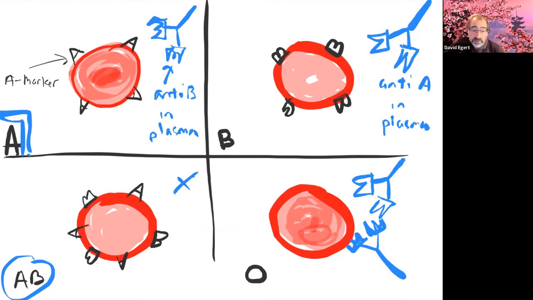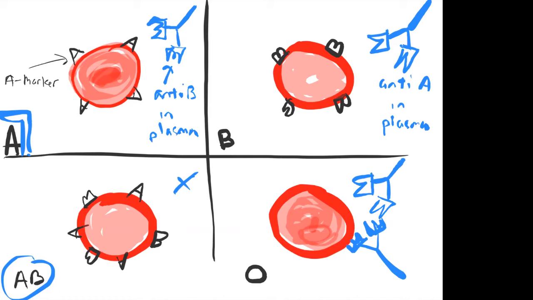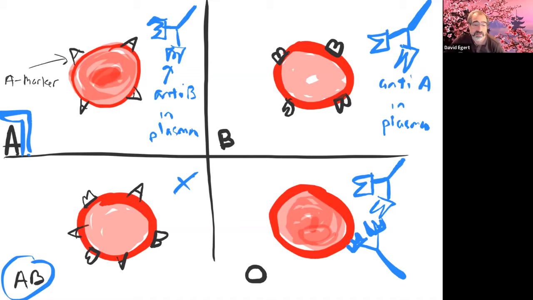Similarly, B's going to go into where? Who can B donate to? B and AB. Who can AB donate to? Yeah, just AB, right? If you put AB in any of the other persons, they're going to attack because AB has both A and B.